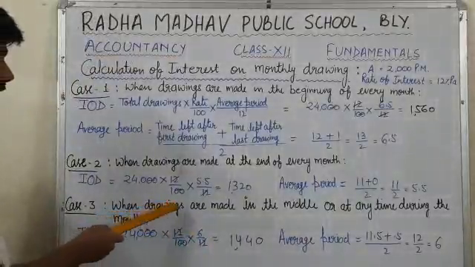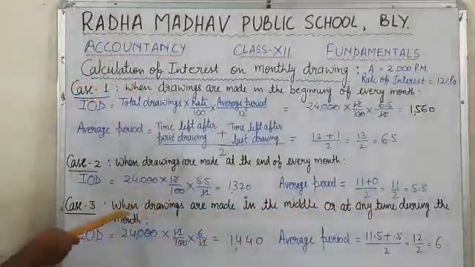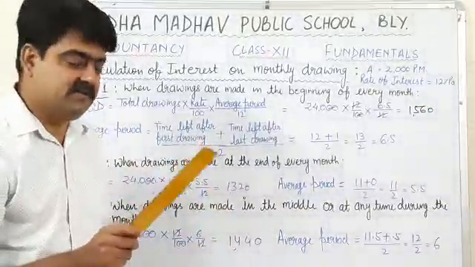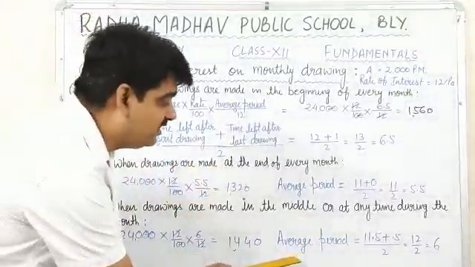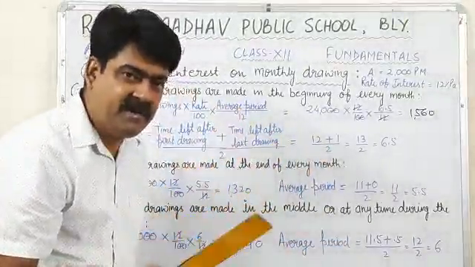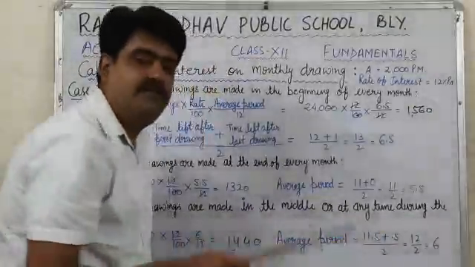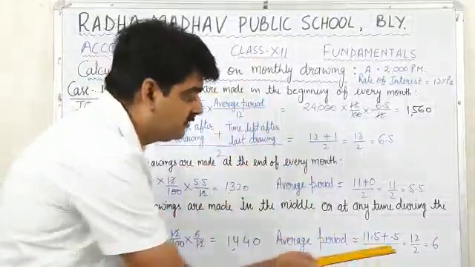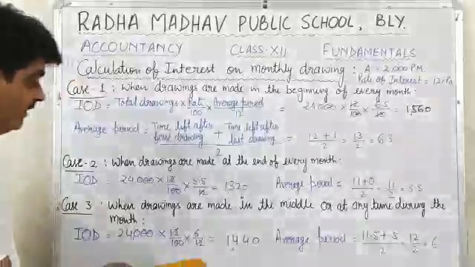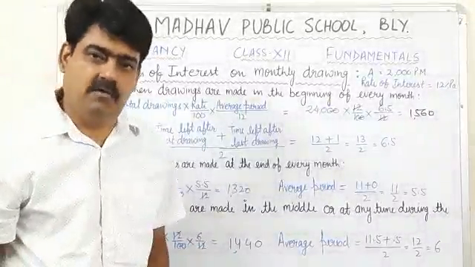Last one, that is when drawings are made in the middle or at any time during the month. So in that case your average period will be 6. Okay, how we will calculate average period? Because if we will withdraw first amount on April 15, so time period will be left 11.5, and last amount will be on March 15, so time period will be 0.5, that is 12 upon 2, and like this it will come 6. So interest on drawing according to this method will come 1440.